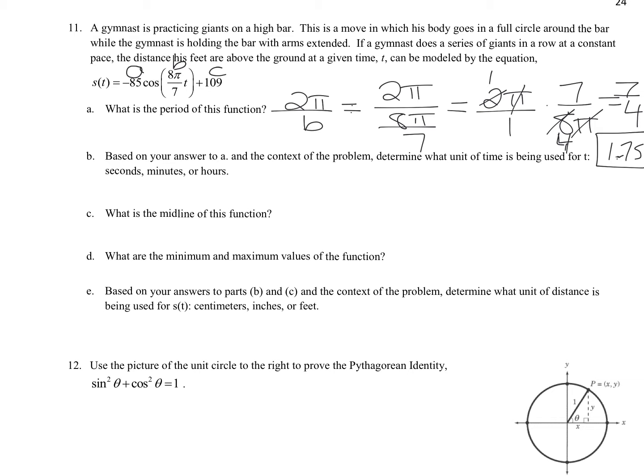So do we think it takes 1.75 seconds for him to complete a cycle, 1.75 minutes, or 1.75 hours? Seconds is really the best choice. If you've ever watched gymnastics, it does not take hours for somebody to flip around the bar, or minutes. Seconds makes the most sense.